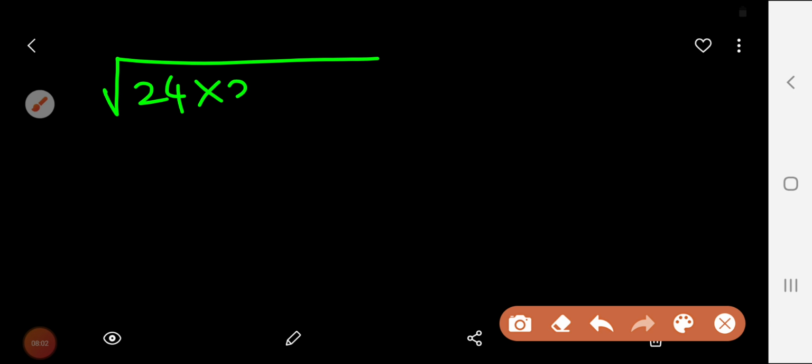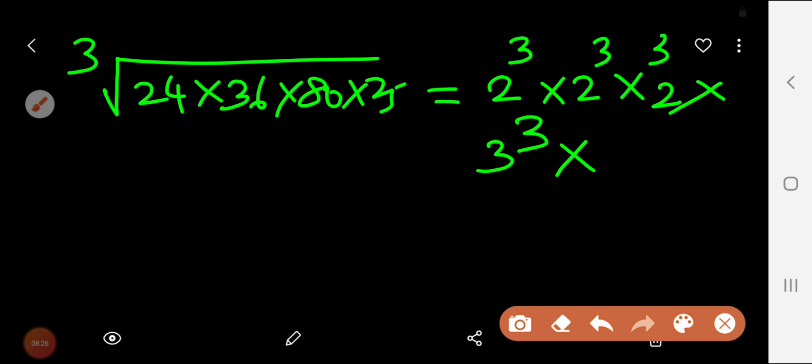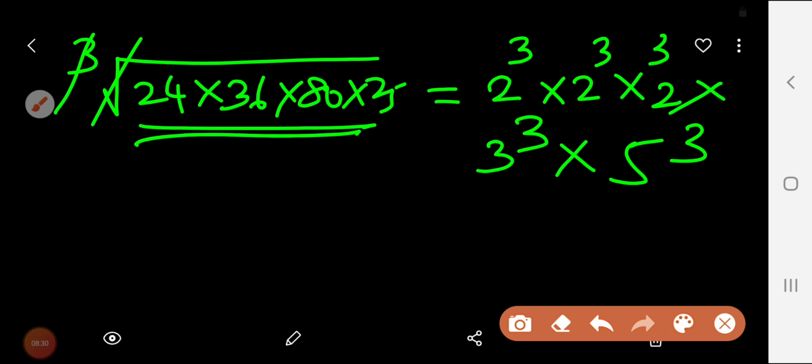Cube root of 24 into 36 into 80 into 25, we are going to find. Here we have to write the numbers with power 3. So 2 power 3, 2 power 3. Next again we have 2 power 3. Again we have 2 power 3. Next we have 3 power 3. Next we have 5 power 3. Here we should not raise the power. So this will be equal to this one.